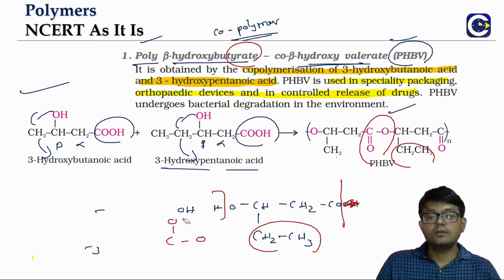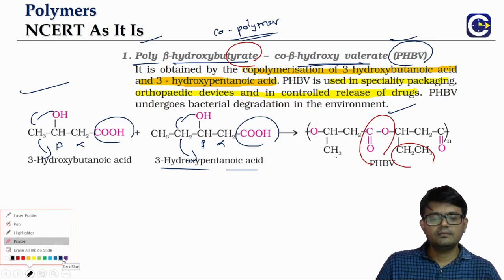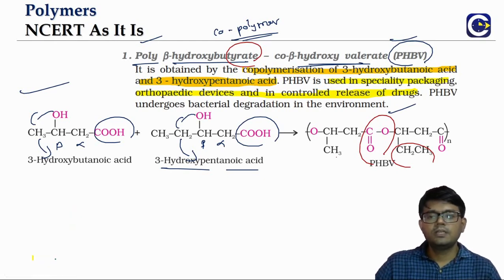Because what is the other name for the pentanoic acid? Valeric acid. That's why it's a common name basically. That should be clear to people, right? Because a lot of students, as I said, ask why this PHBV name, because valeric acid is the common name for the pentanoic acid.